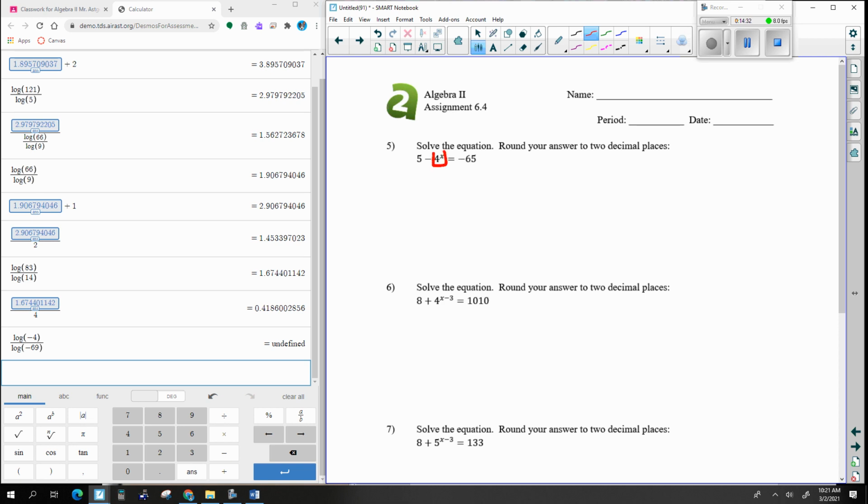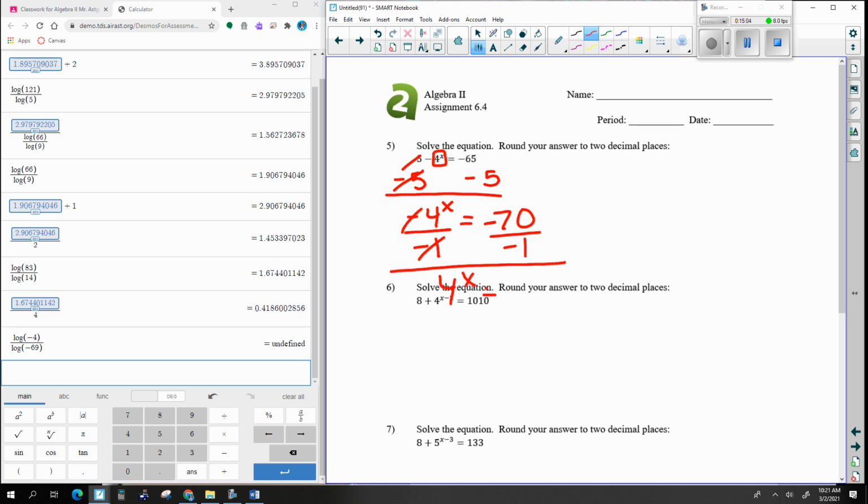So what I'm going to do is I want to get this 4x, not negative 4x, but just straight up 4x all by itself. All right, so I see that the 5 is adding and subtracting, so I'm going to subtract by 5. And then I'm going to get rid of the negative by dividing by -1. So that leaves me with 4x is equal to 70.